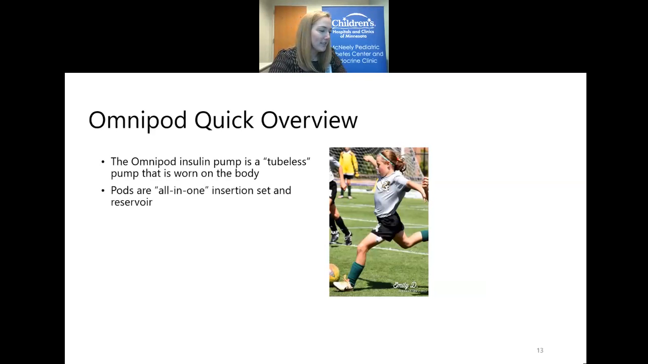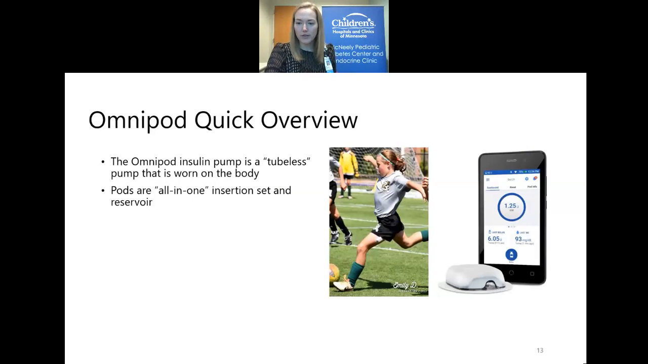So what it is, your pump itself is called a pod. This is what a pod looks like, size of my hand. For my Dexcom users out there, it is about the same length as a Dexcom, about 1.5 times the width of your Dexcom. But so your pod is an all-in-one insertion set and reservoir. So you actually fill this pod with the insulin, then you attach it to your body.